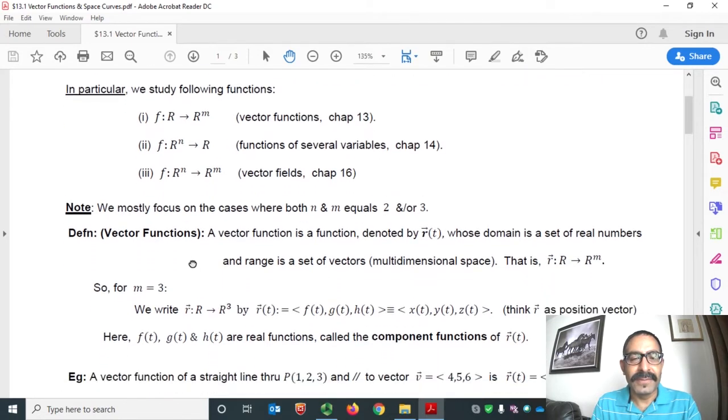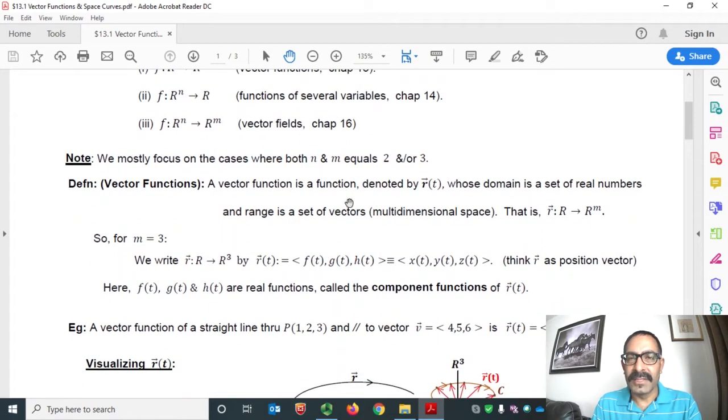Quick definition. A vector function is a function denoted by a vector r, whose domain is a set of real numbers and range is a set of vectors, that is, multidimensional space. So our vector function is written as vector r, whose domain is R, that means the set of reals, and which lands in multidimensional space Rm.